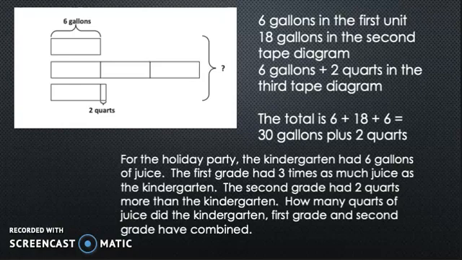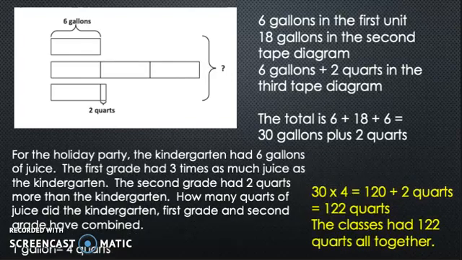Pause the video and find the total number of quarts of juice. Remember that 1 gallon equals 4 quarts. Press play when you're ready to continue. Okay, friends, press pause if you need more time. So to solve this problem, what I needed to do was multiply my 30 gallons times 4 and then add 2 more quarts. So 30 times 4 equals 120 quarts, plus 2 more quarts equals 122 quarts altogether for the classes.